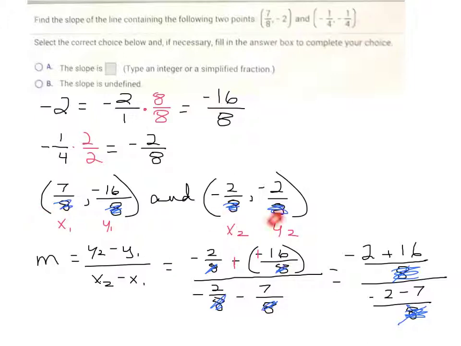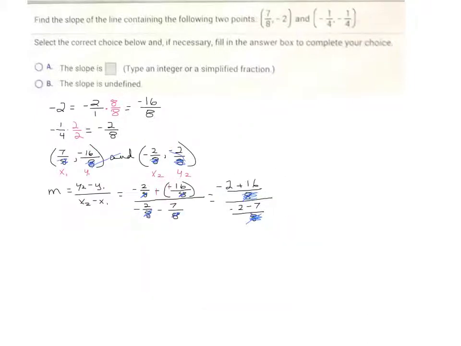Cancel the 8's, and then for m, put y2 is -2, y1 is -16, and so on. x2 is -2, x1 is 7, and you'll see that you'll get the same answer doing that. You just may not know why you're doing what you're doing, and so I want you to be careful to know that that only works when your numerators and denominators have the same denominator in every term.